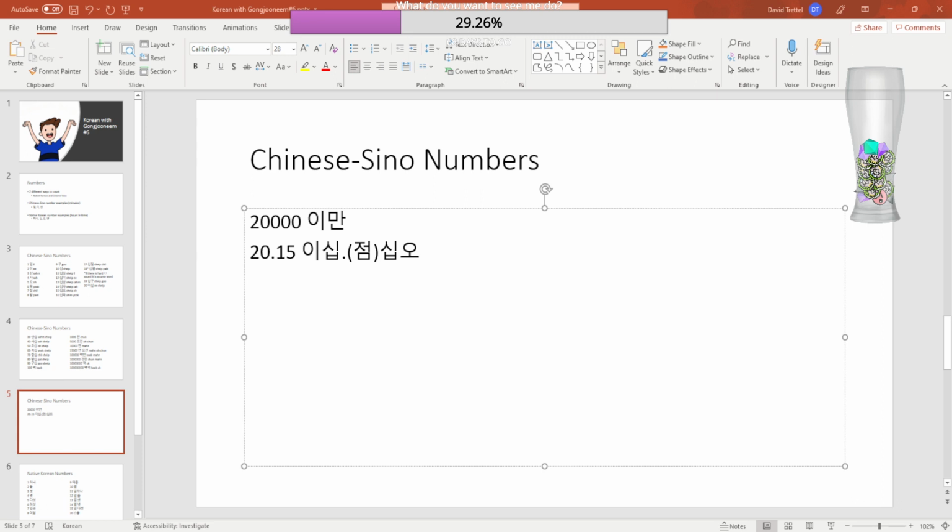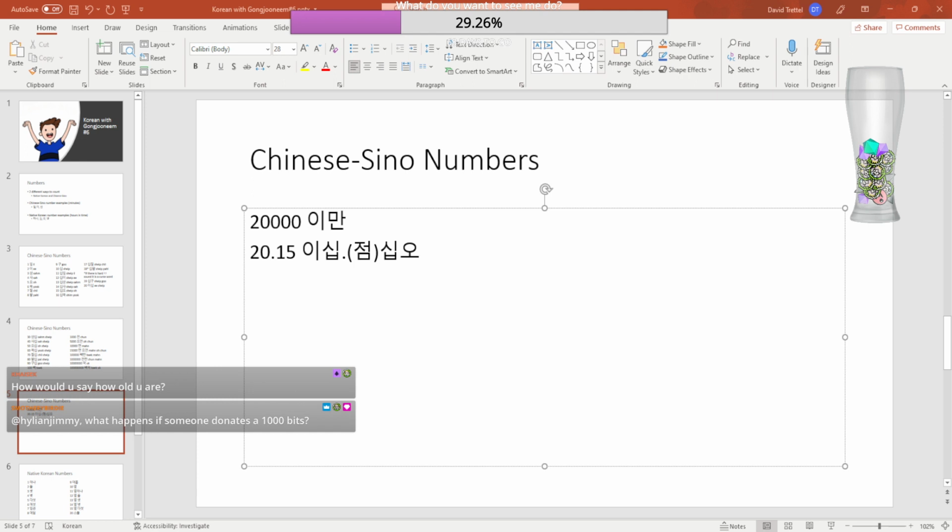So if we use the dot or the period for the decimal space, it's like 20.15. So the 점 is always that dot or the point. Generally, it's not used when actually speaking.